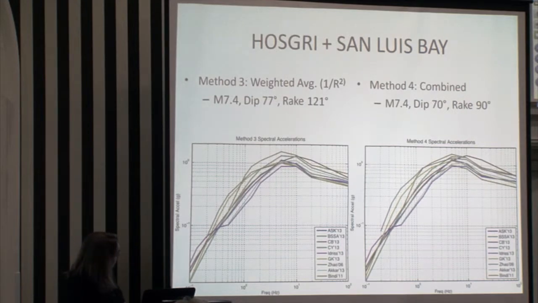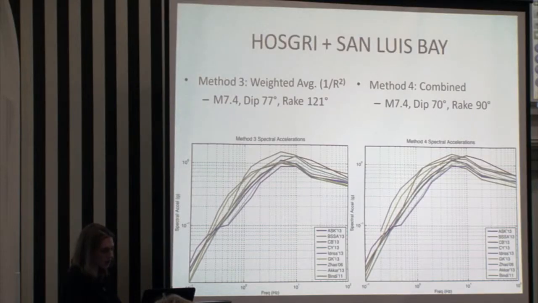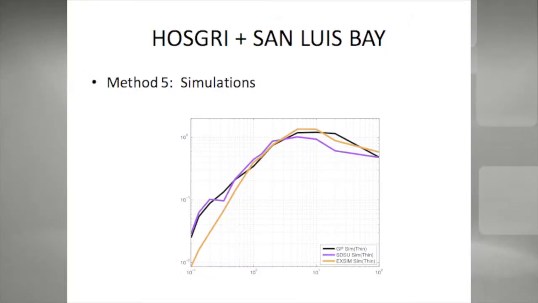So then this is showing the weighted average and the combined rupture. And what I mean by combined is we are using the magnitude for the total system, so the total area of the main fault plus the splay, and the dip and the rake of the closest point for those. And then this is the results of the response spectra that were computed from the combined time series for the Hosgri and the San Luis Bay.